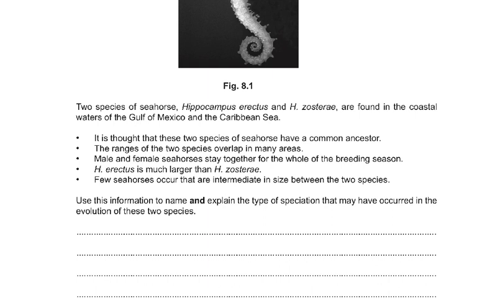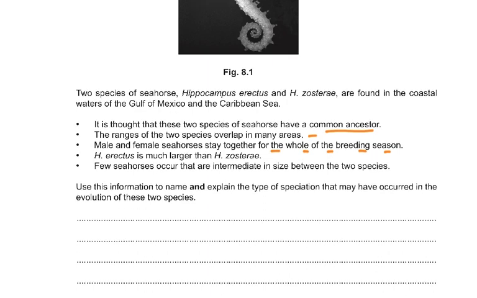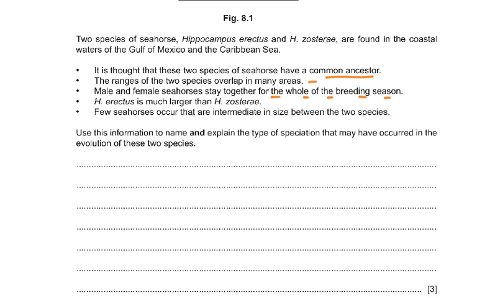So there are two species of seahorses. It is thought that these two species of seahorses have a common ancestor. The range of the two species overlap in many areas. Male and female seahorses stay together for the whole of the breeding season. H. erectus is much larger than H. zosterae. Few seahorses occur that are intermediate in size between the two species. So we have a larger one and a smaller one, and then few seahorses are intermediate in size between the two species.